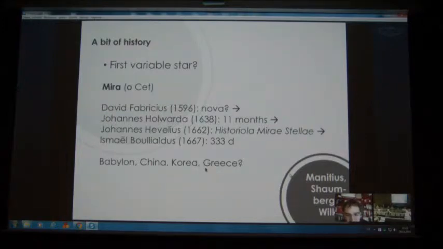And in 1667, Ismaël Boulliau made the calculation of the period, and it was 333 days, which looks a lot like the 332 days that we know today. It has been suggested by some authors that even the Babylonians, the Chinese, the Koreans, or the Greeks knew that it was variable, but it has not been confirmed. Okay, so Mira, that is what we have been told.